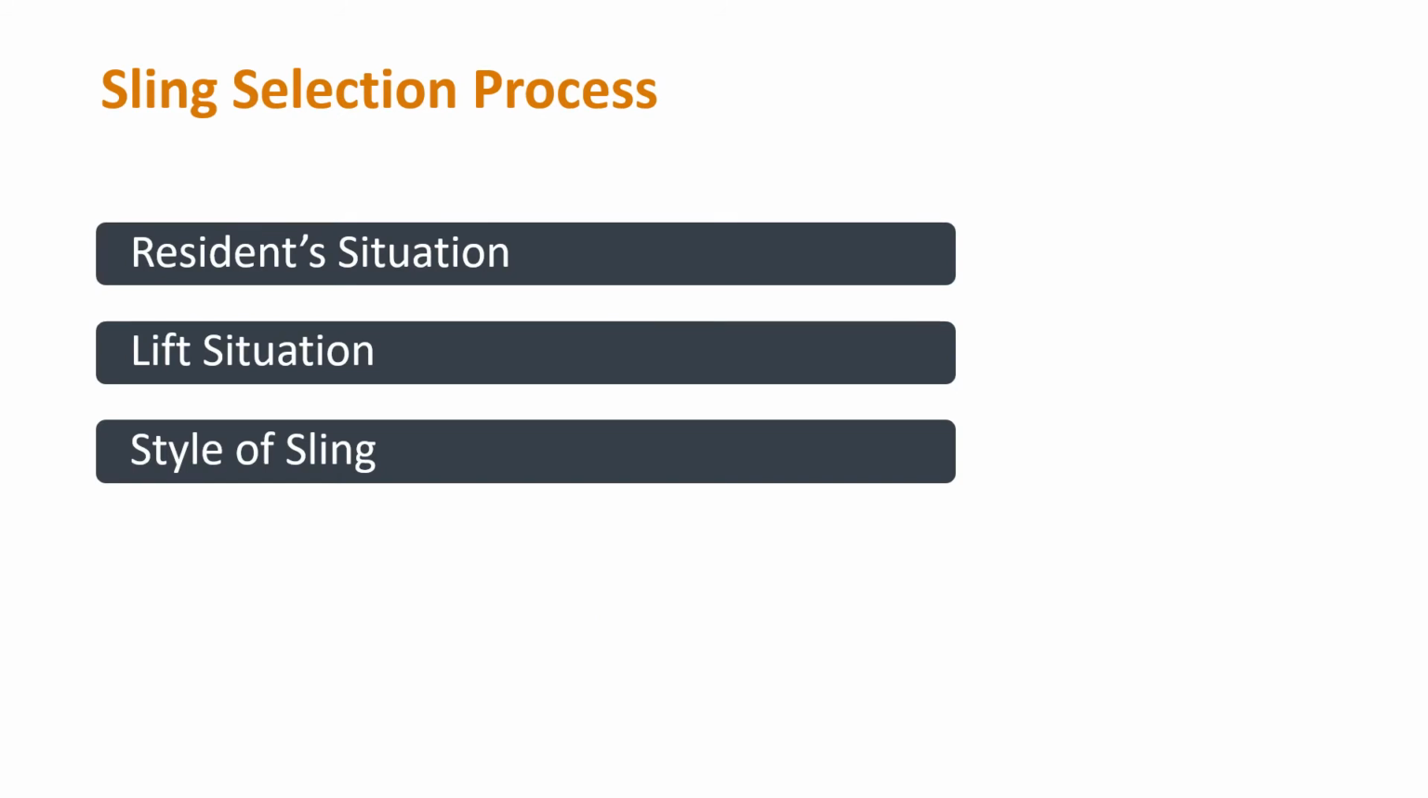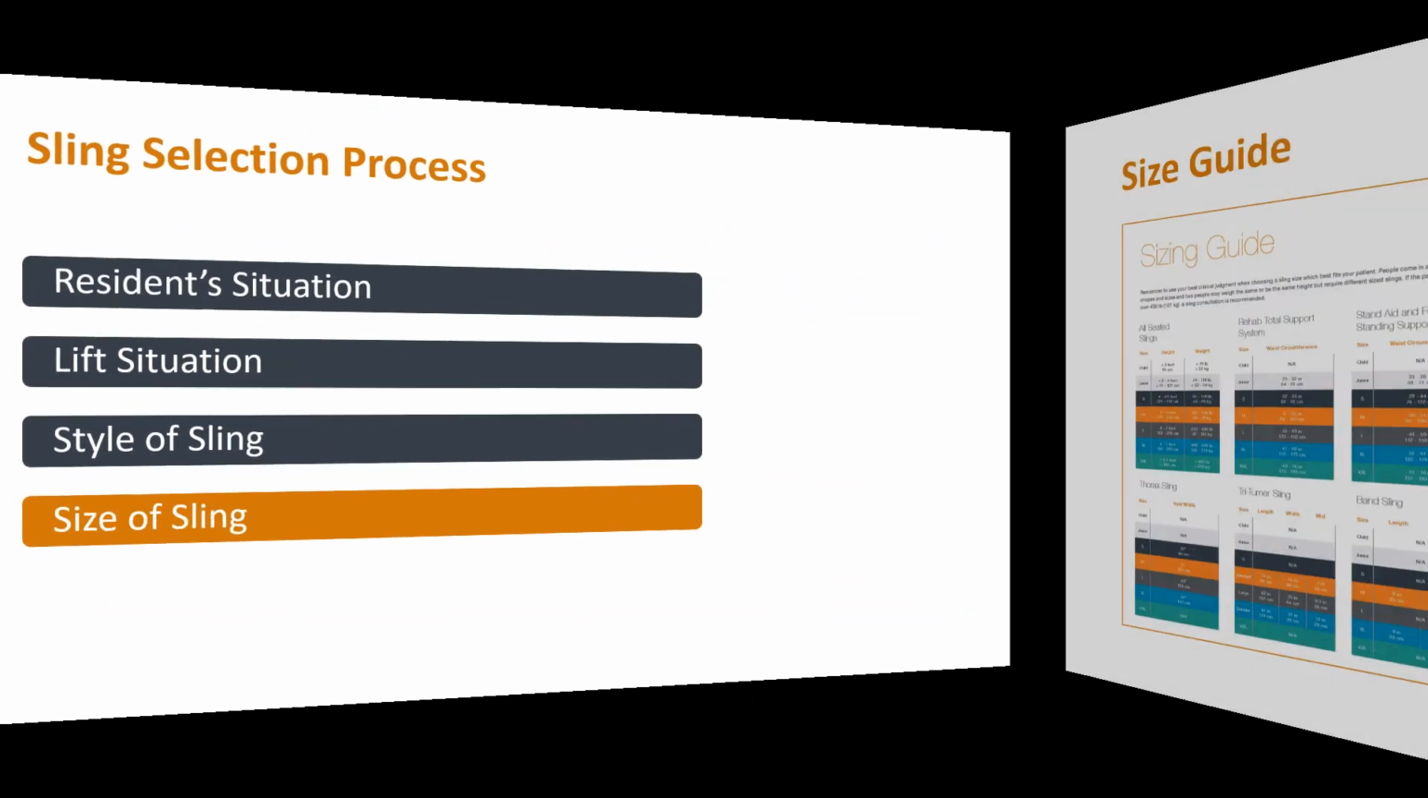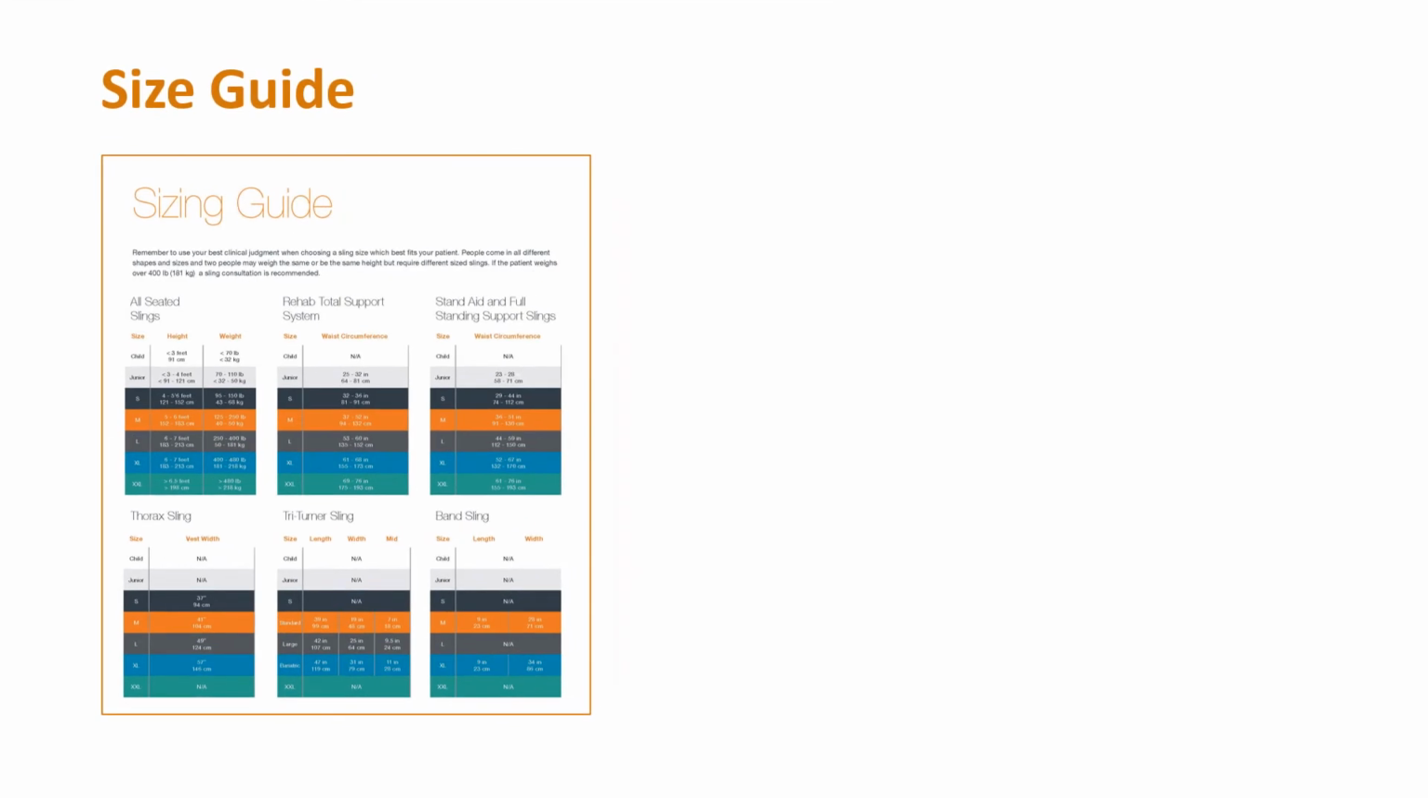Now that a sling style based on the resident's needs and abilities has been selected, the next step is to choose the sling size. People come in different heights, weights, and body shapes. To pick a sling size, you will need the height and weight, and depending on the sling type, the waist circumference of the resident. An easy-to-use size chart like the ones featured on the screen allow caregivers to quickly choose a sling size. For example, if the resident requires a seated transfer sling and is 5'5" and weighs 200 pounds, then a medium-sized sling would be selected.